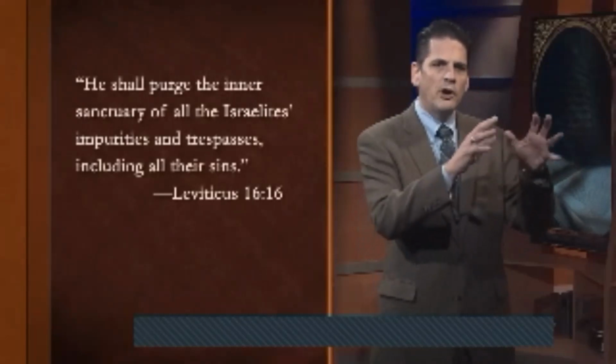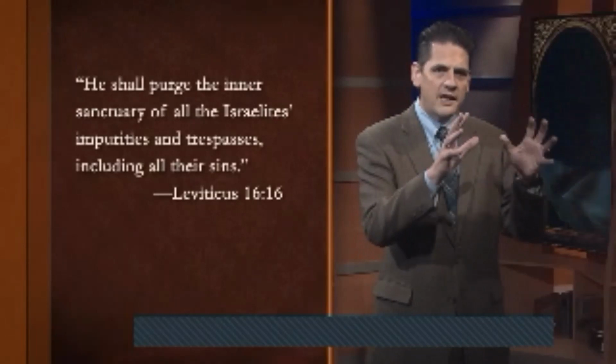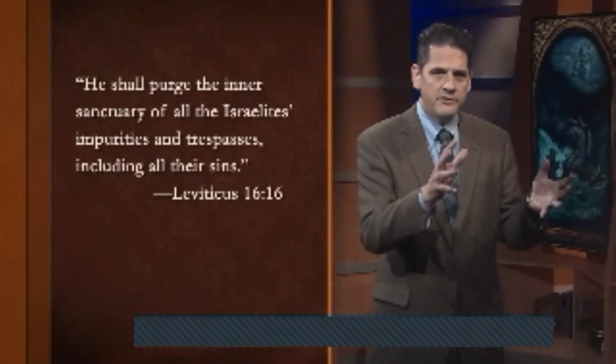In verse 15, the high priest slaughters the goat of the people's purification offering and then sprinkles the Ark of the Covenant with its blood. And what it says is happening here is revealed in verse 16. "He shall purge the inner sanctuary of all the Israelites' impurities and trespasses, including all their sins." The role of the sanctuary in the life of the people is in danger of becoming lost. And this goat is offered to remove their sins and impurity, to purge the sanctuary.